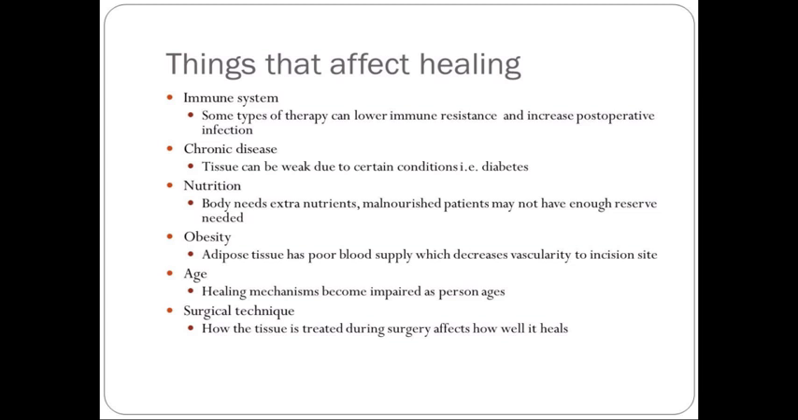Some things that can affect healing are the immune system. If it's weak due to therapy, chronic disease such as diabetes can make tissue weak. Nutrition and obesity: does your body have the adequate nutrients and blood supply to heal? Your age, and how the surgeon handled the tissue during dissection. All of these can affect the healing process.